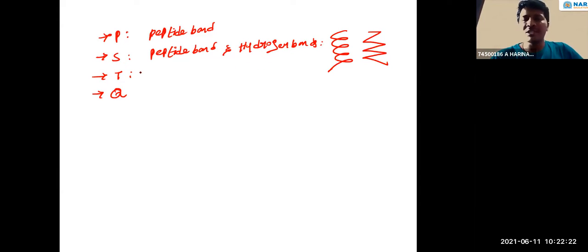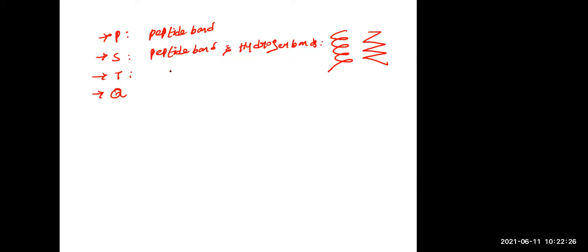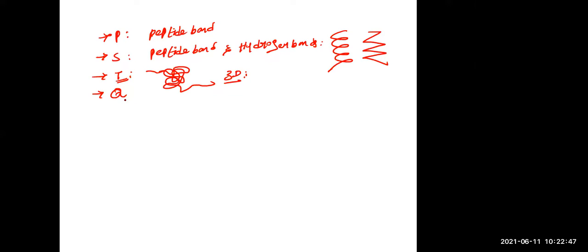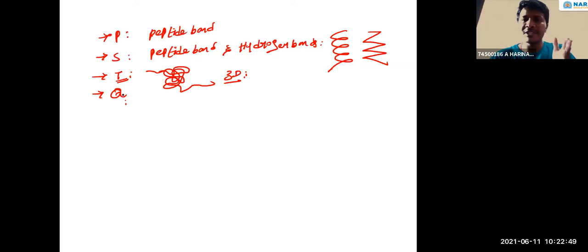Next, what is the shape of the tertiary? Three-dimensional. Like a hollow woolen ball. So it is a three-dimensional form, and it is required for the biological activity of proteins. Yes, the tertiary protein form, right? So for the quaternary, what is the difference between tertiary and quaternary?